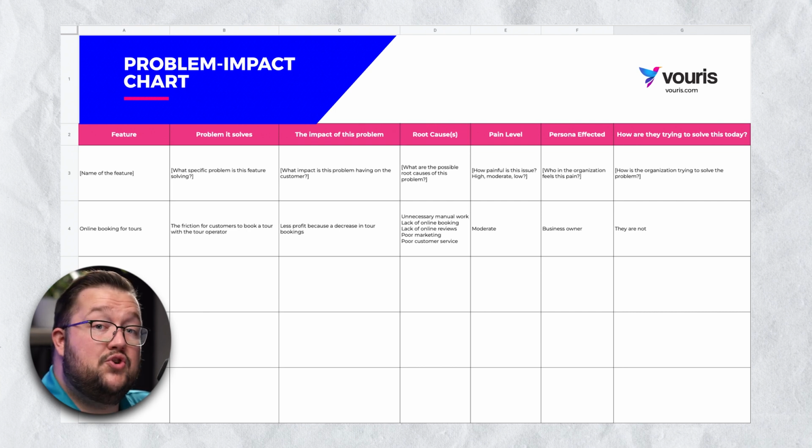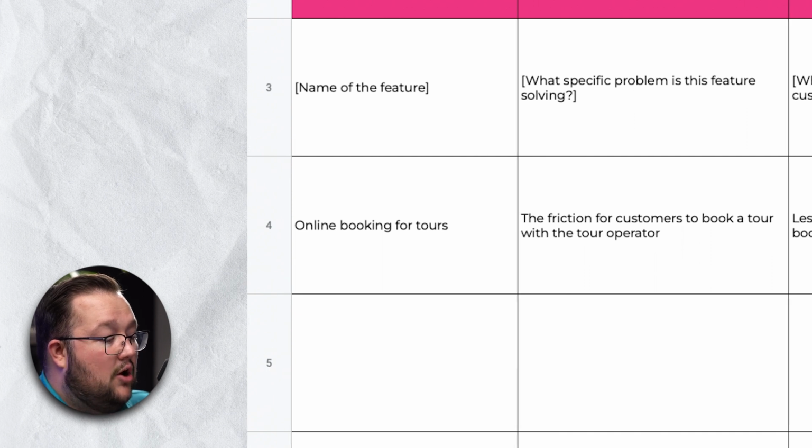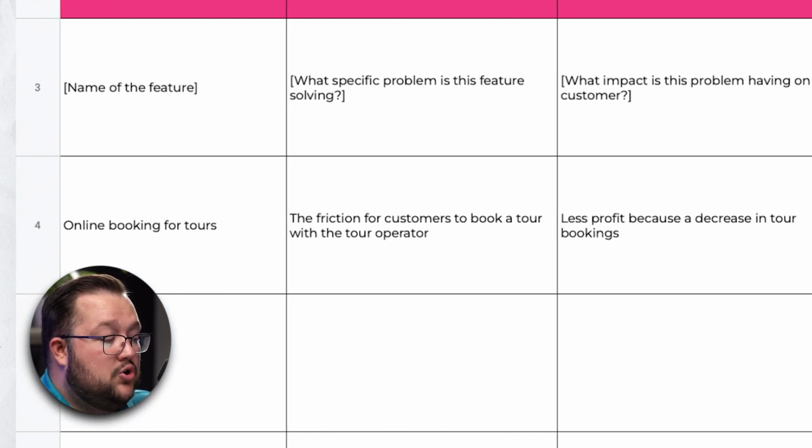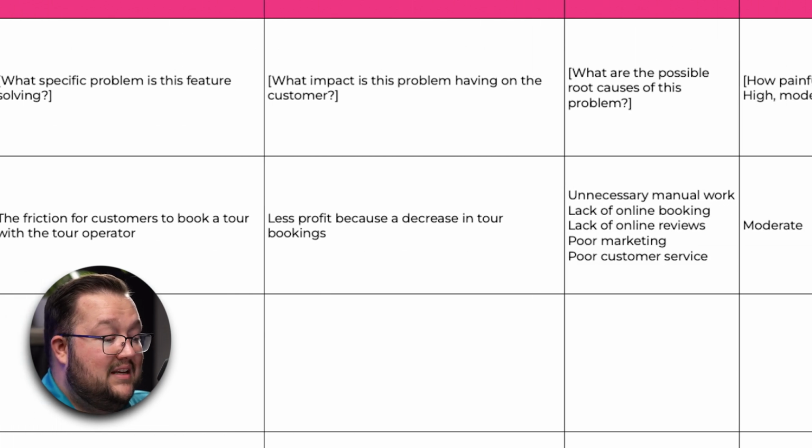Let's say one of the features your solution has is an online booking form for tour companies. The problem it's solving is the friction for customers who want to book a tour with the tour operator. Maybe they don't have online booking and the customers have to submit a form, and there's a big delay before they hear back from the tour company. Therefore, they end up booking with somebody else. That's a big problem that could really be costing them money. So you can see here, less profits because of a decrease in tour bookings. They're not booking as many tours because they don't have online booking. It's actually impacting their profits. So that's a big impact for this organization.